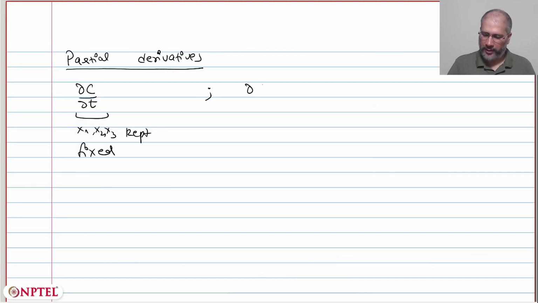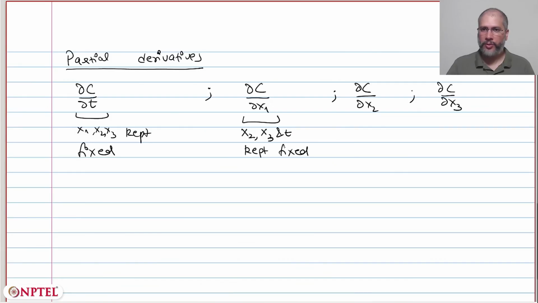Similarly, I can also write del C by del x1. So that would mean the change in quantity C with respect to x1, given the fact that the other independent coordinates x2 and x3 and time are kept fixed. And we could have del C by del x2 and similarly del C by del x3. So these are partial derivatives of a quantity C, and these are the only partial derivatives possible because C is a function of these independent coordinates, time, x1, x2 and x3.